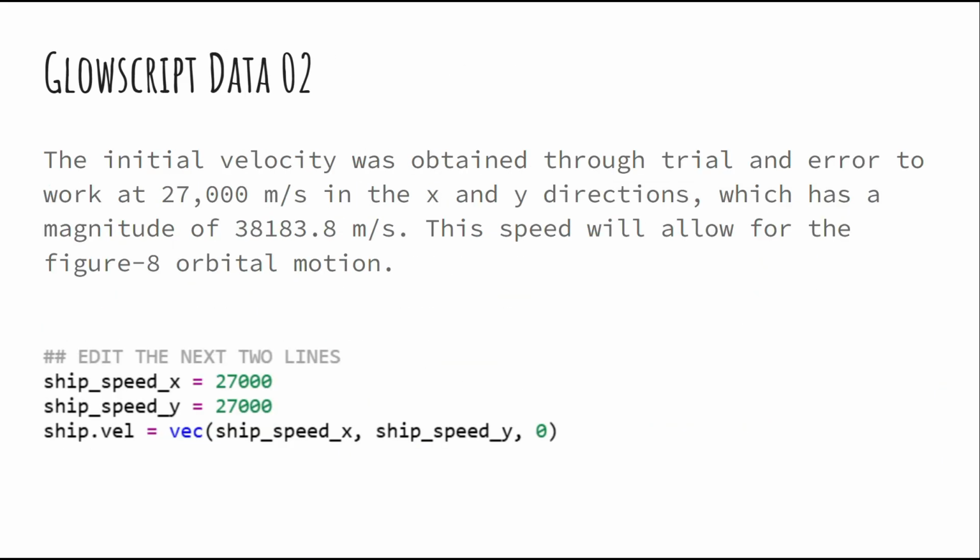The data was then derived to be 2,700 meters per second, which is required in both the X and the Y directions in order to successfully pull off a figure 8 orbit for this spaceship. The magnitude or the speed of this velocity is 38,183 meters per second. This speed allows for a figure 8 orbital motion.